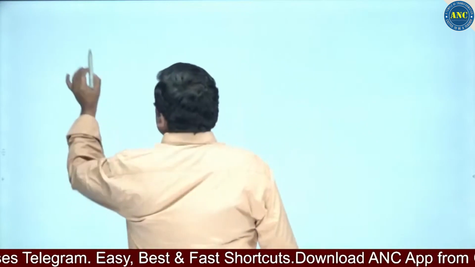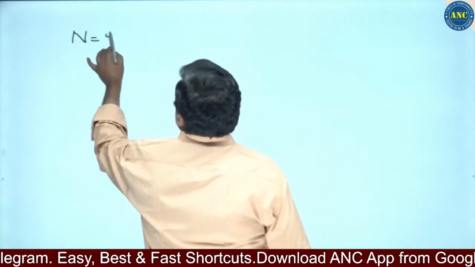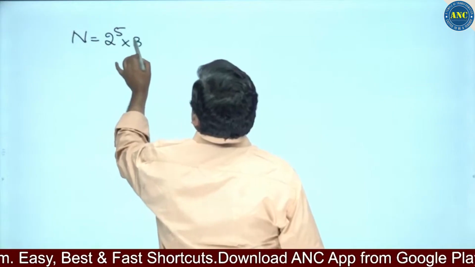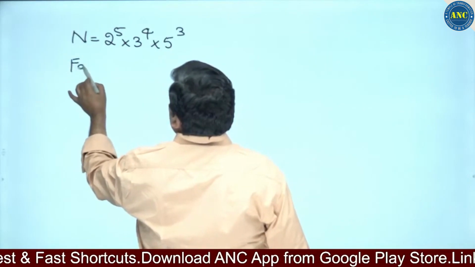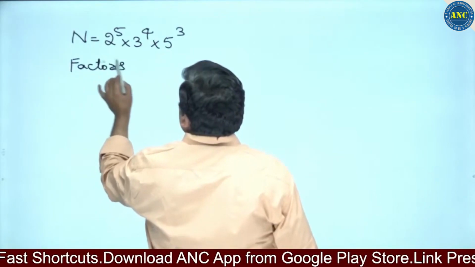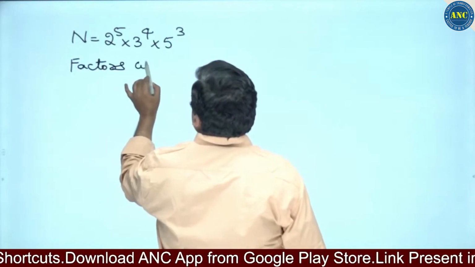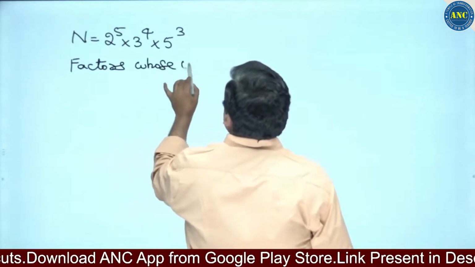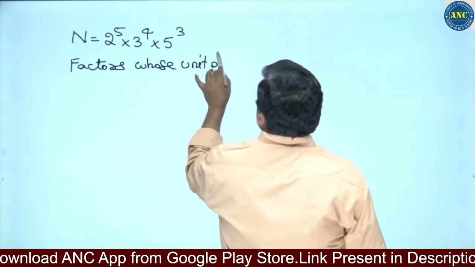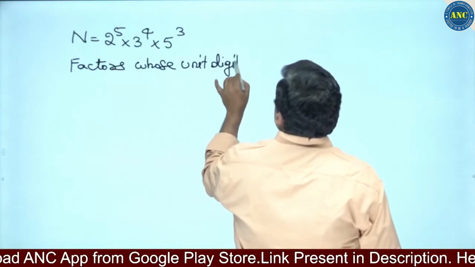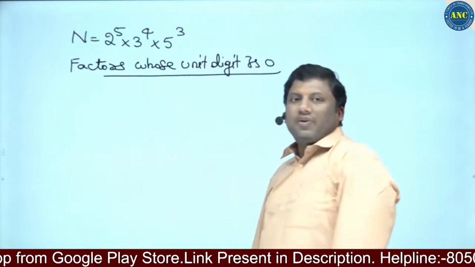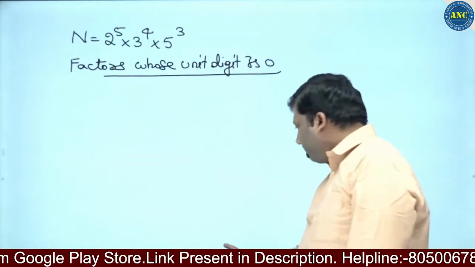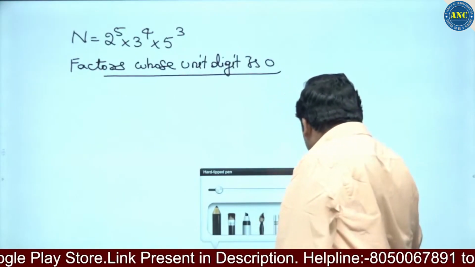Unit digit is 0. Now, see here, the question is n equivalent to 2 power 5 into 3 power 4 into 5 power 3. Factors whose unit digit is 0.